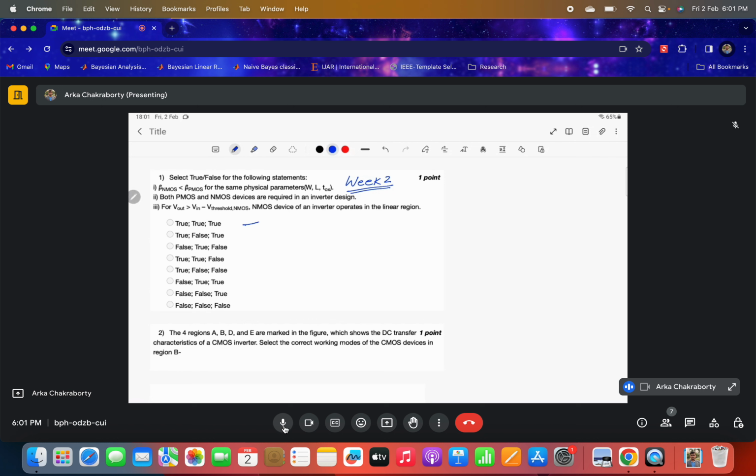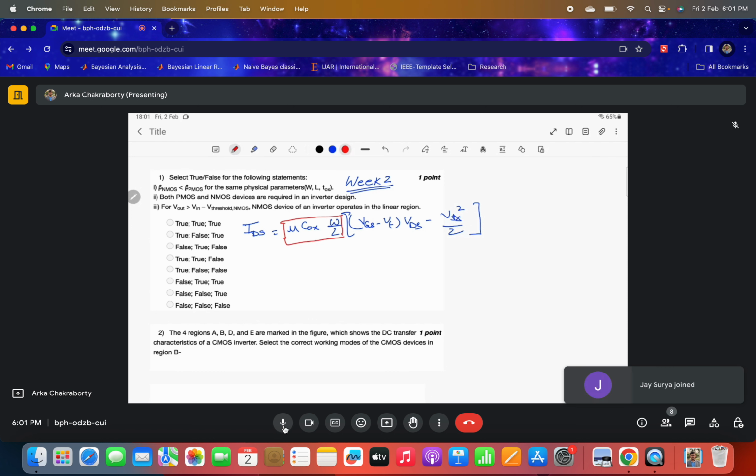Basically, if you see the current equation of a transistor, it is mu Cox W by L, (VGS minus VT) into VDS minus VDS square by 2, in linear region. Now this term mu Cox W by L, here it is taken as beta. Don't confuse it with the current gain of a BJT. It's a different beta. In many books it is written as kn or kp.